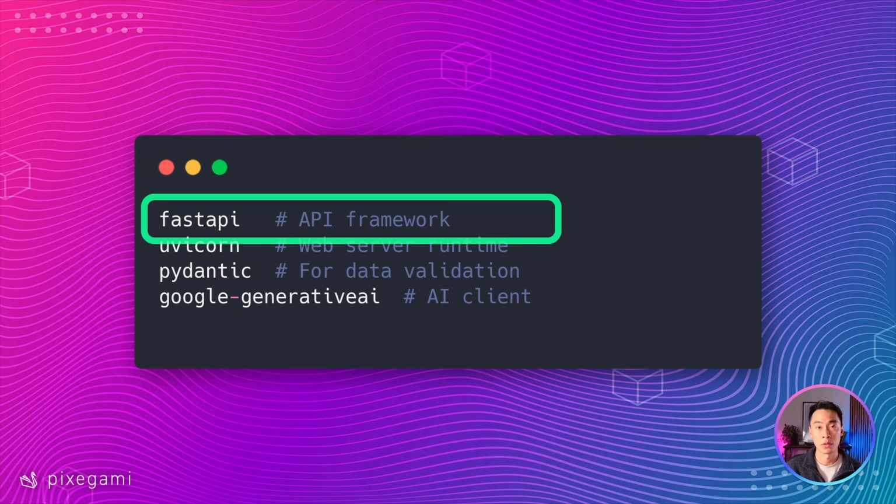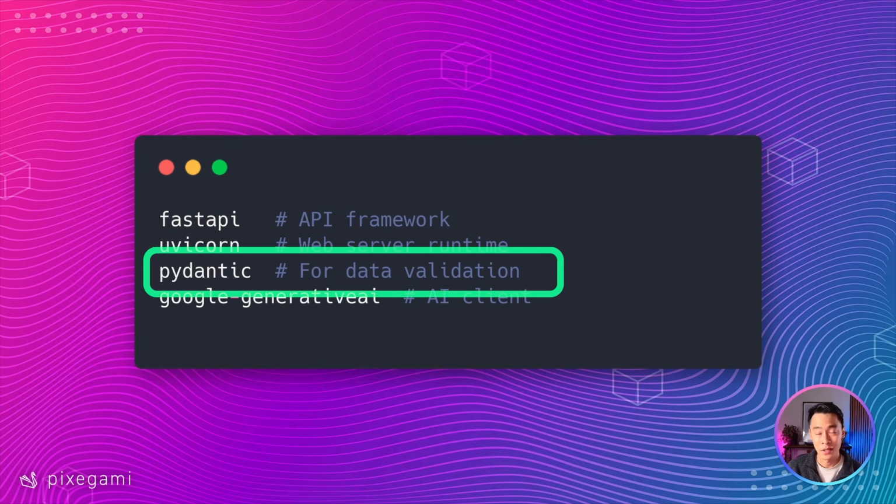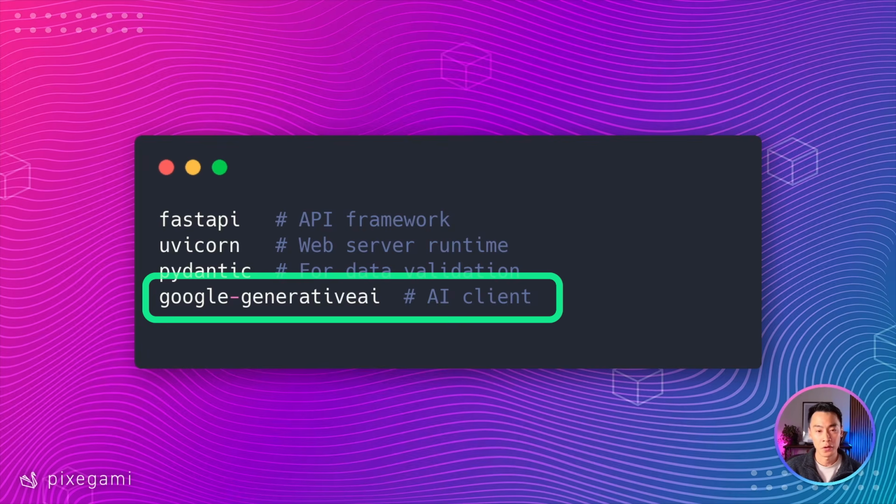FastAPI is the actual API framework that you'll be using. Uvicorn is a web server runtime to actually run and host your app locally so that you can test it. Pydantic will be used for data validation. It just makes defining and using API inputs and outputs a little bit easier. And finally, the Google Generative AI package is going to be our AI client to access Gemini.